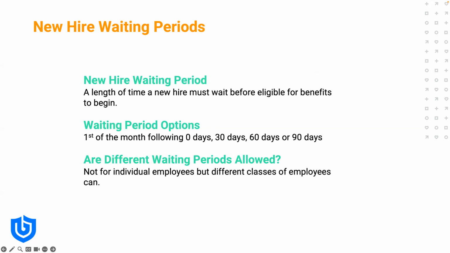One exception to that would be Blue Cross and Blue Shield. They do offer a 15th of the month, but as far as the waiting period, 30, 60, or 90 would still be the most somebody can be on a waiting period.